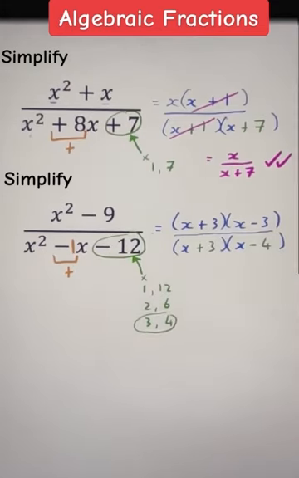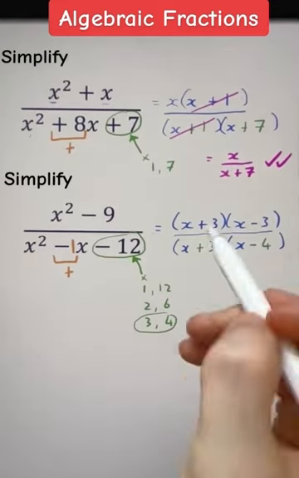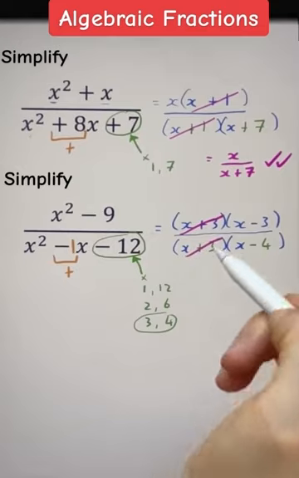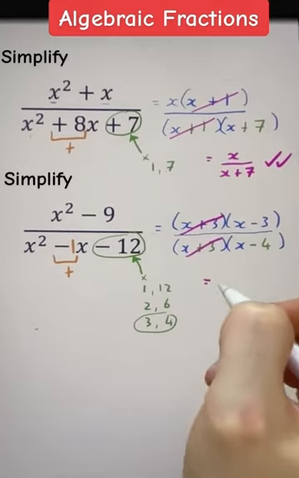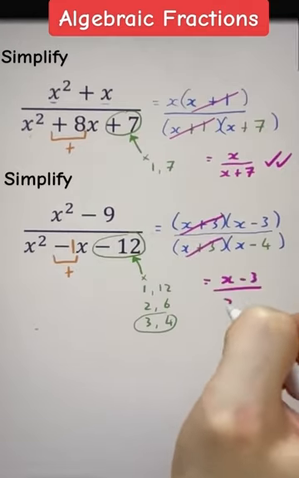Again, simplifying now, we can see that on the top and the bottom, we have x plus 3 common. So I'm going to cancel x plus 3 in brackets. That's going to leave me with x minus 3 over x minus 4.